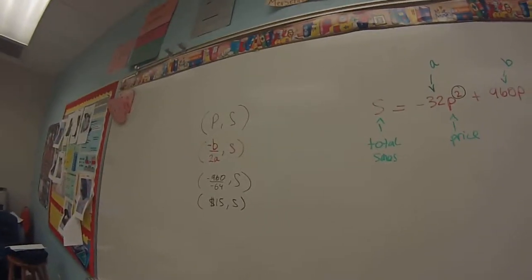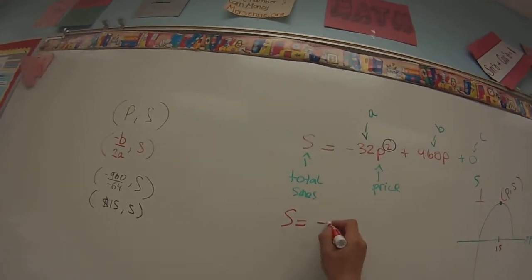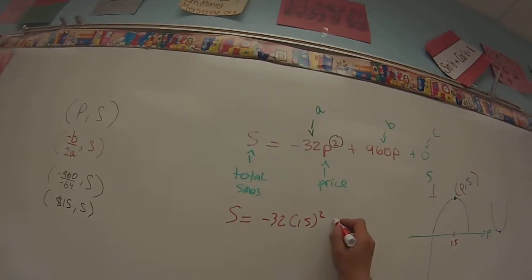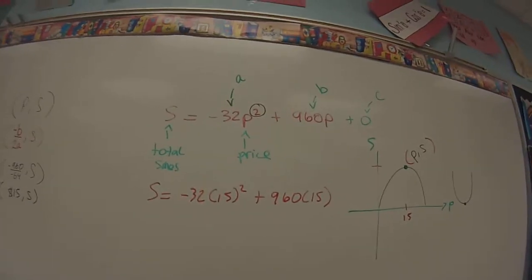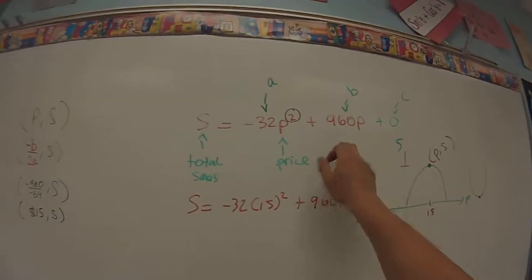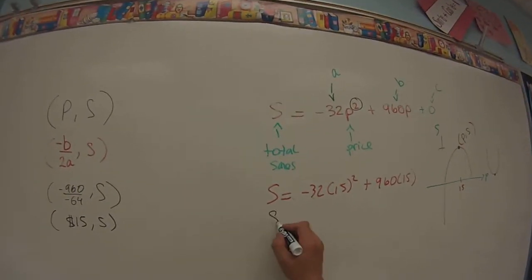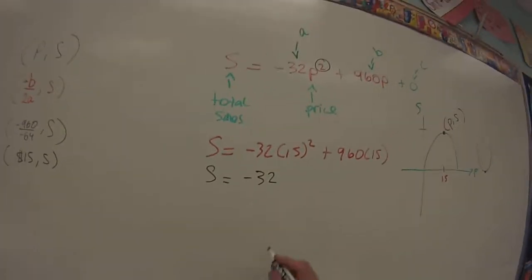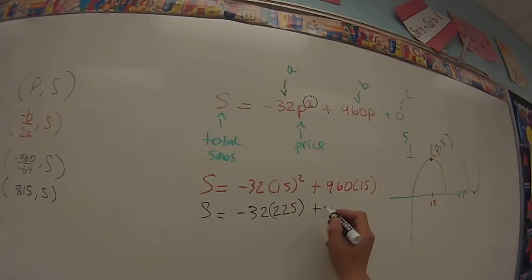For that, we can put 15 in for P and solve for S. So we just substitute 15 where the P is, and we work out the equation and solve for S. Using PEMDAS, we have 15 to the second power. That's 15 times 15, which is 225, plus 960 times 15.